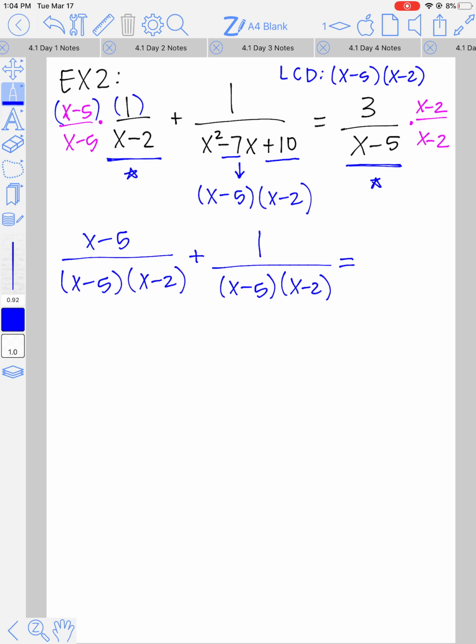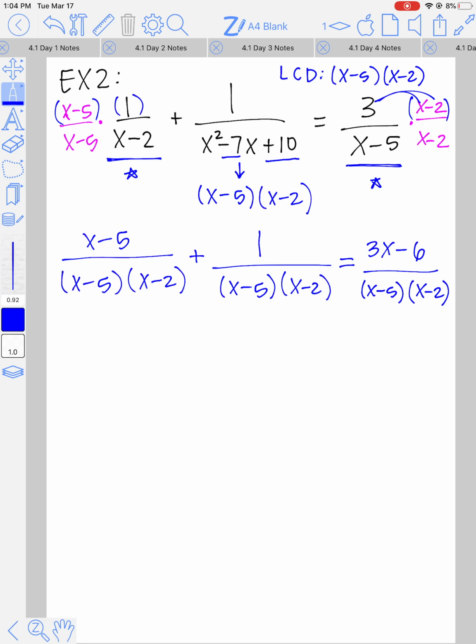Okay, so now let's do the right side of the equal sign. I'm going to take this 3 and distribute it to the x and the minus 2. So I'll have 3x minus 6 on top. On the bottom, we'll have x minus 5 times x minus 2. Okay, so now we have our least common denominator throughout all three of our rational expressions.